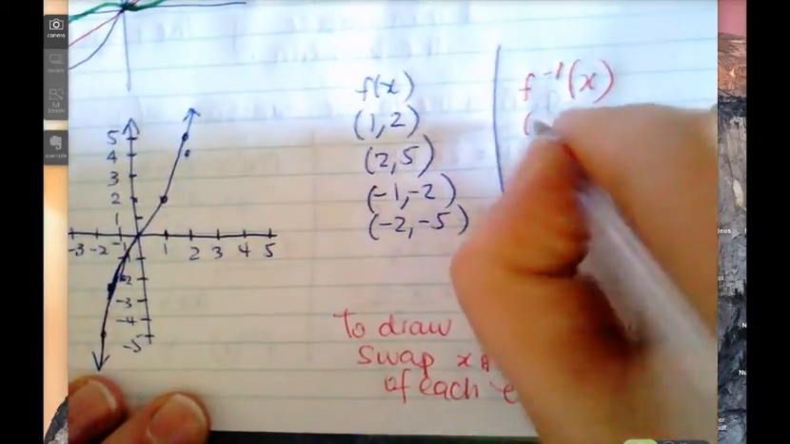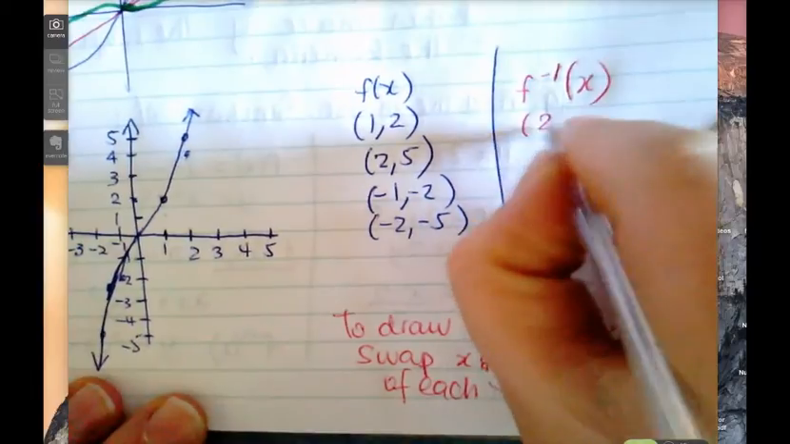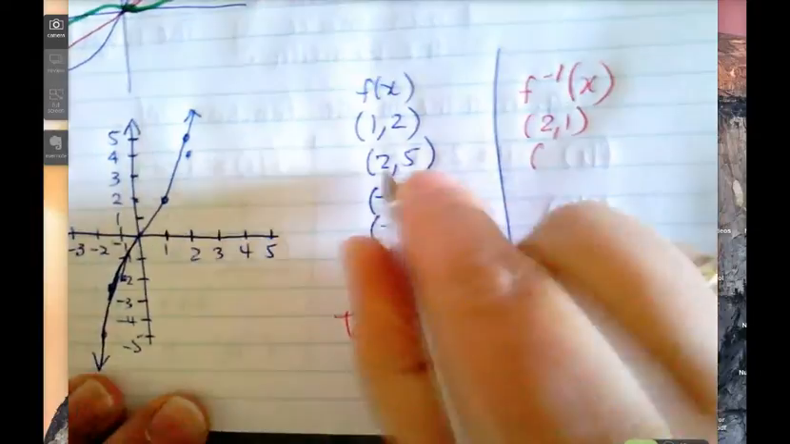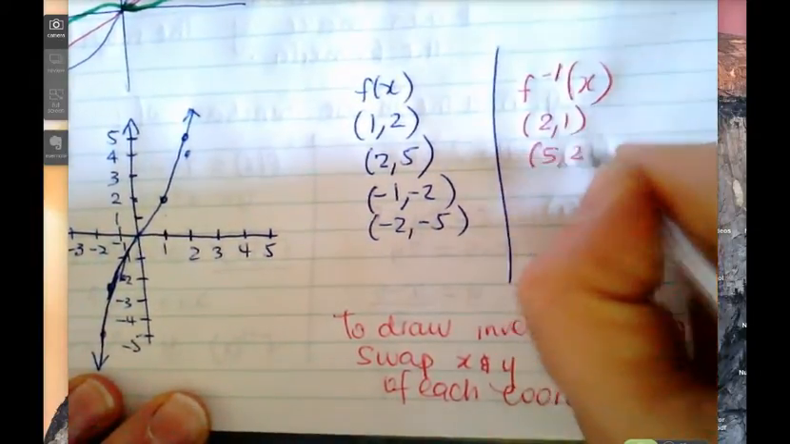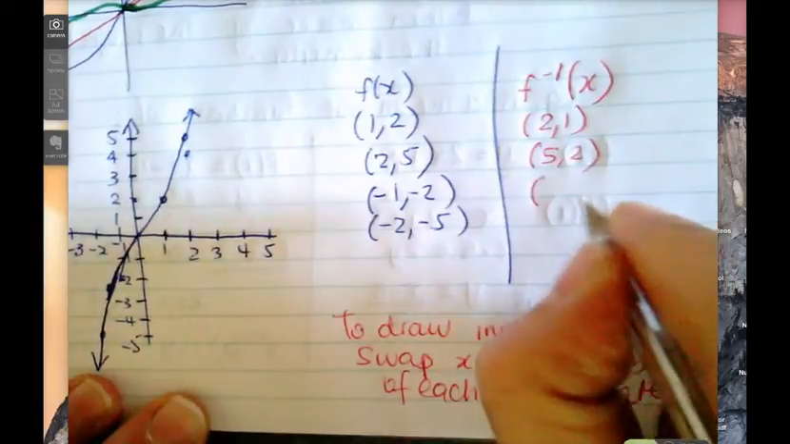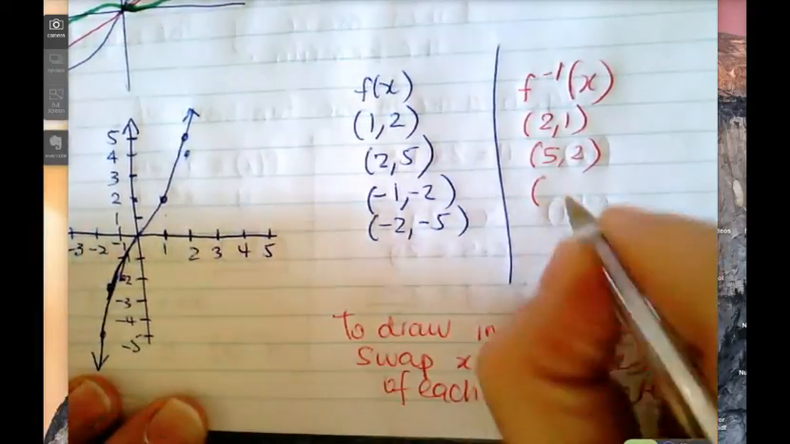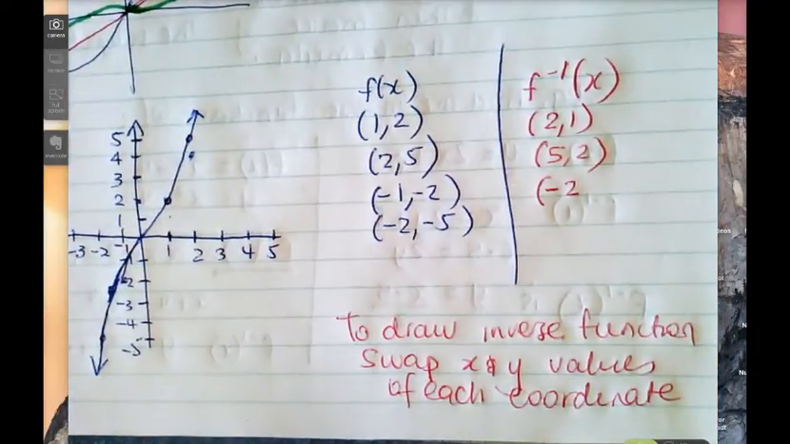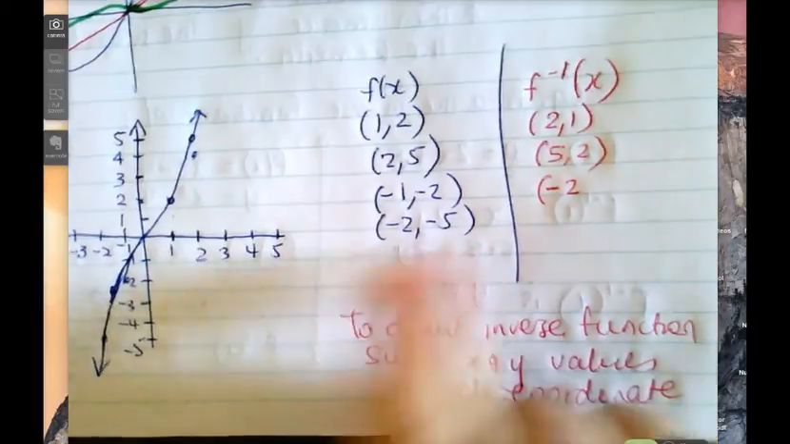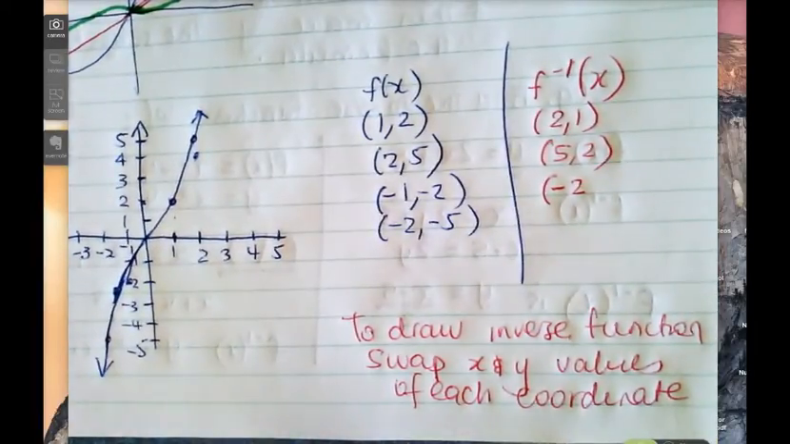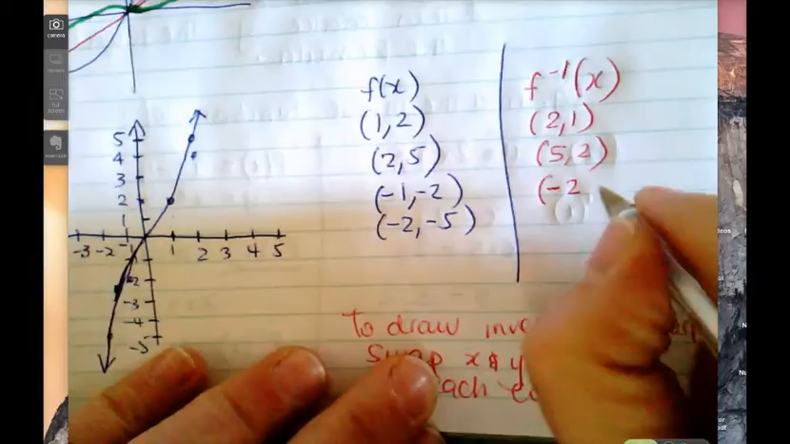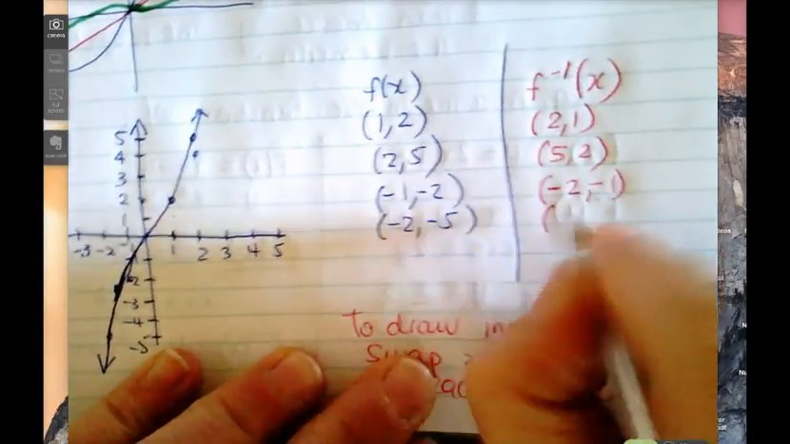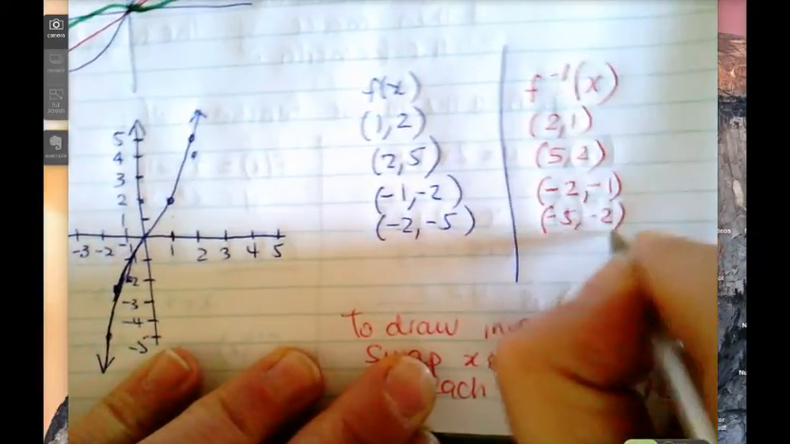What you'll do for the inverse function: what's the opposite of (1, 2)? (2, 1). Not (-2, -1), just (2, 1). All right, (2, 5) will now be the point (5, 2) in the inverse function. Just swapping the x and y values. If I had (-2, 1), it would be (1, -2). You're just purely swapping the points over. So (-1, -2) will be (-2, -1). And (-2, -5) will be (-5, -2).